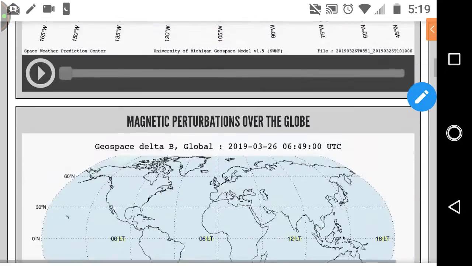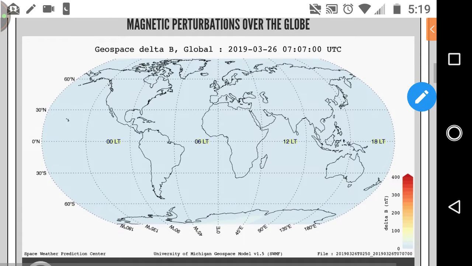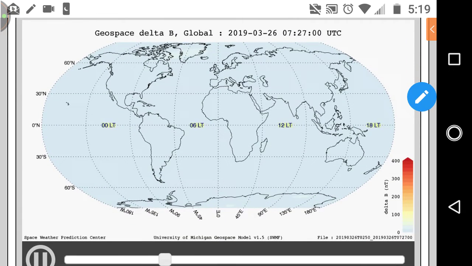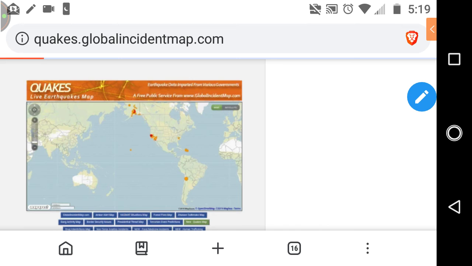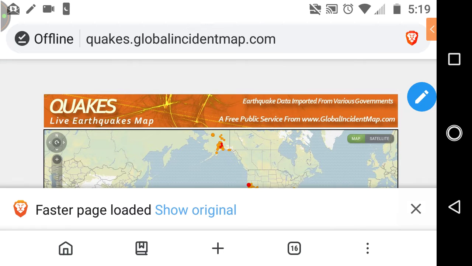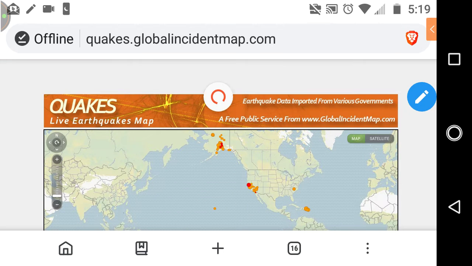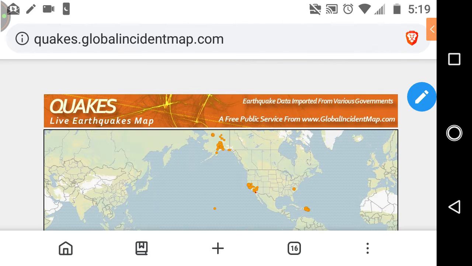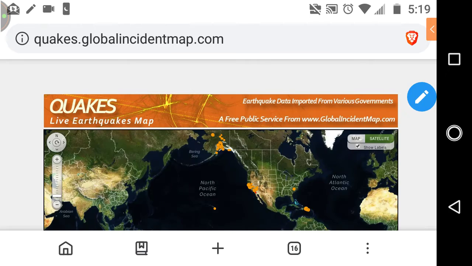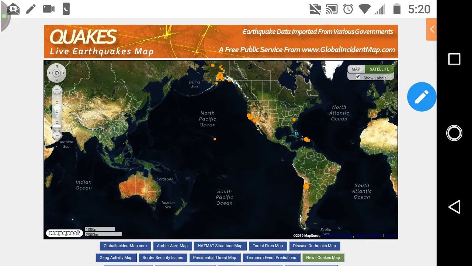Here's the view from the globe. Not a lot going on there. Let's look at quakes.globalincidentmap.com, which is offline for some reason. There we go. Click to the satellite view to make it more visually pleasing.